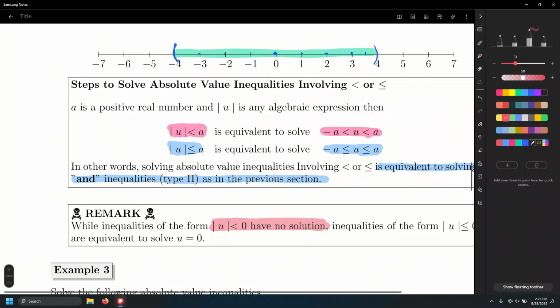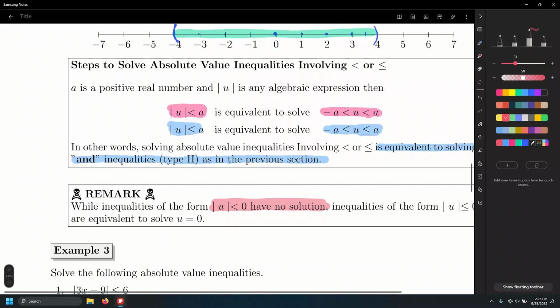Okay, well, again, let's keep in mind that this absolute value represents distance. You have a distance value that is less than 0. So what are the numbers that are less than 0 to begin with? Negatives, right? So can we have negative distances? So that's why the minute you see an inequality with a 0 on the right hand side with less than, then there is no solution.